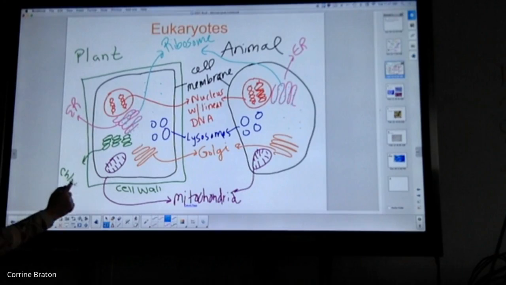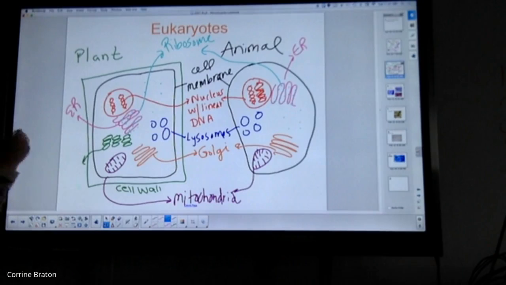Chloroplast. They look like these little discs, like stacks of discs.